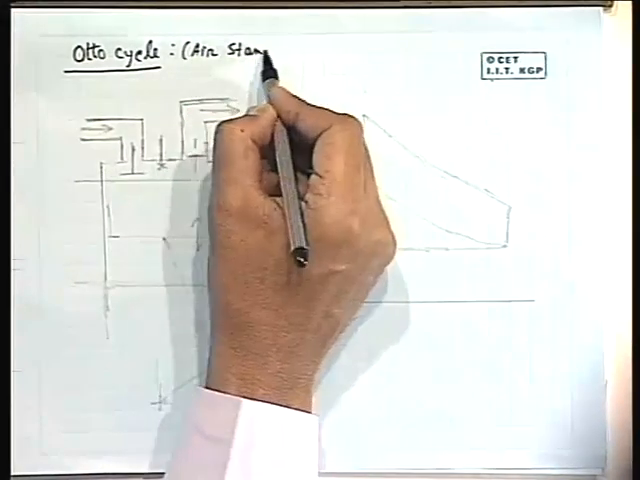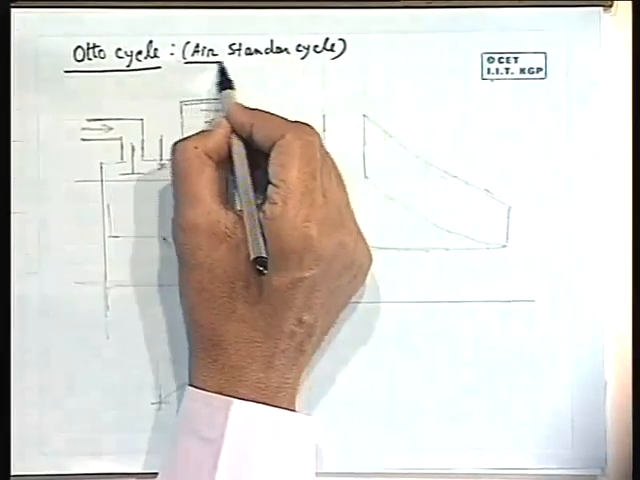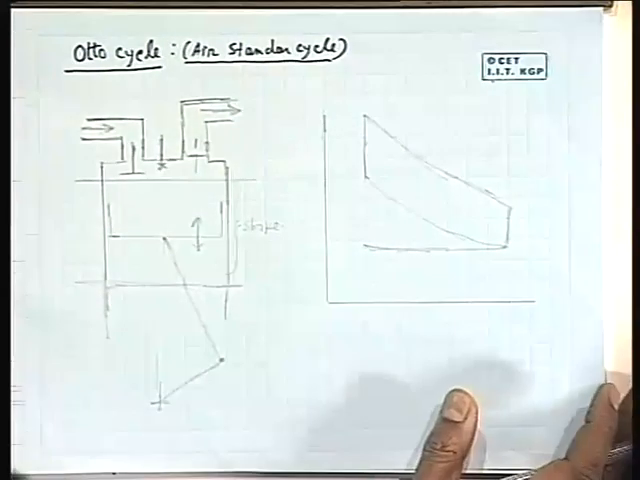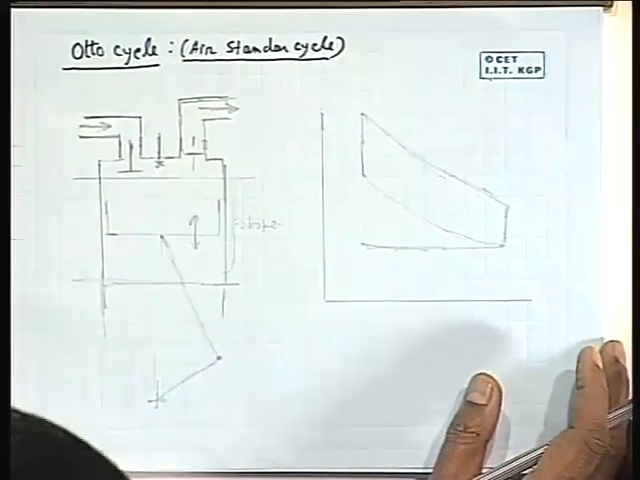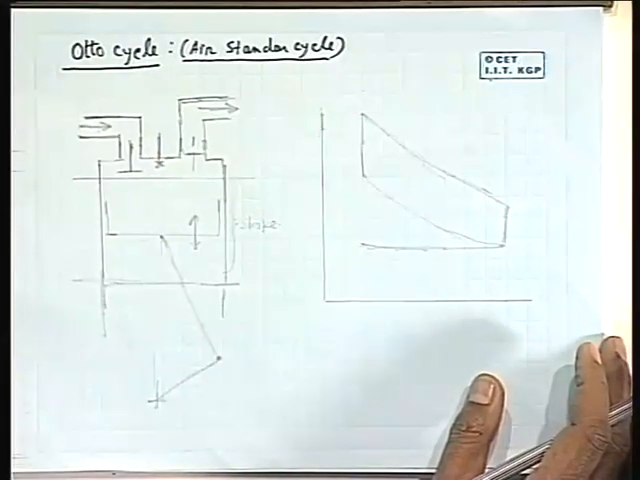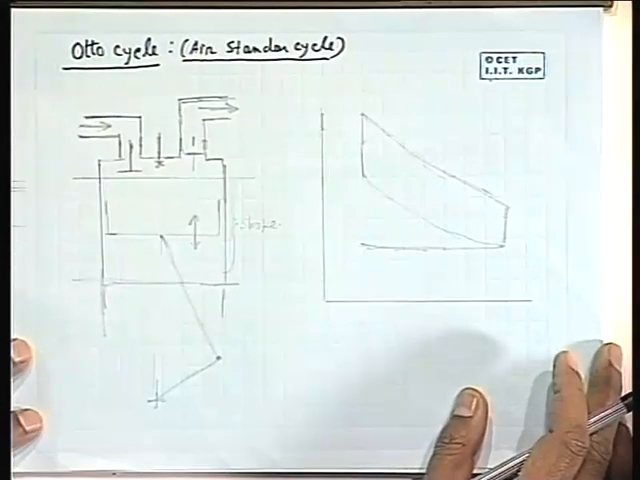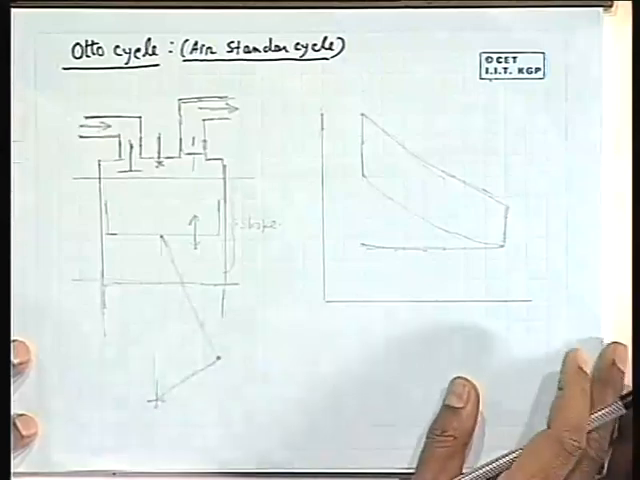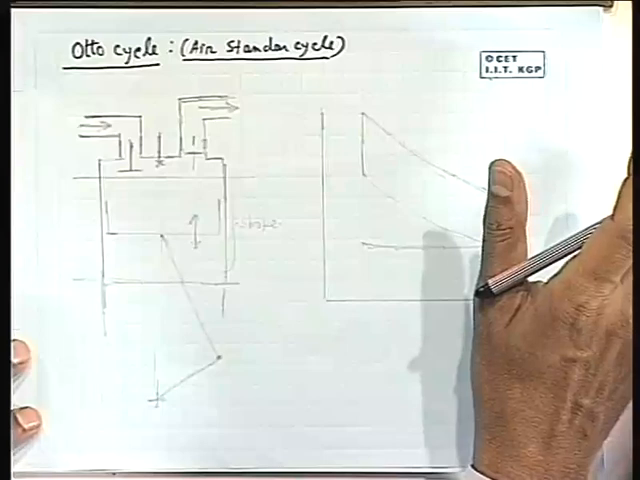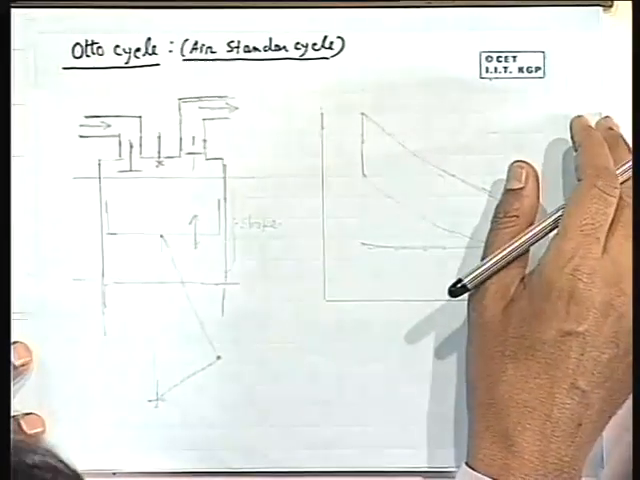Now I will explain afterwards why a Carnot cycle is not used for any gas power plant. But the air standard Otto cycle is a theoretical cycle of a gas power plant, like the Rankine cycle was a theoretical cycle for a steam power plant. Similarly, the Otto cycle is followed for automobile engines using petrol as the working fuel. That is the petrol engine.